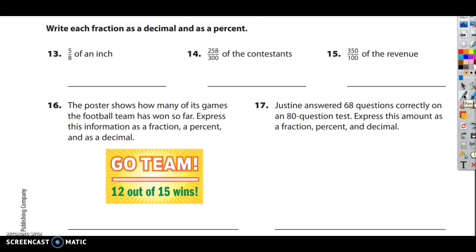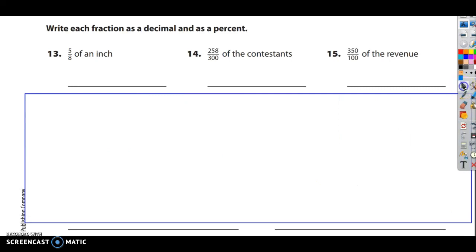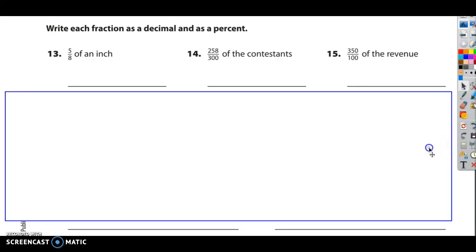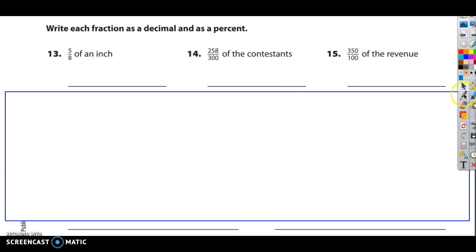Numbers 13 through 17 read, write each fraction as a decimal and as a percent. I'm going to need a little whiteboard for this. I might actually try to do all of 13, 14, and 15 on this whiteboard to show how they're similar, but in actuality, really to just show how they're different. So number 13 is 5/8. This is the fourth problem in this lesson where we have an eighths problem. And what we cannot do on this is multiply 8 to just become 100. 8 is not a factor or a multiple of 100.